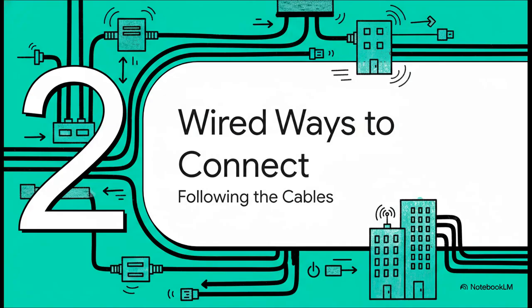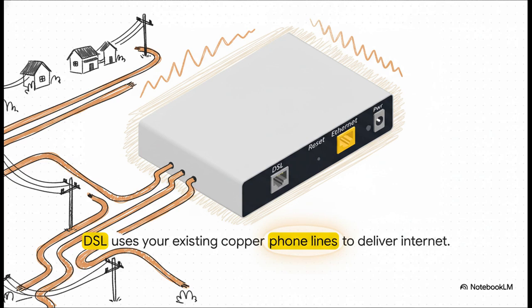So let's start with the classic methods, the ones that rely on a good old-fashioned physical wire running right up to your doorstep. First, we've got DSL. That stands for Digital Subscriber Line. And honestly, this was a brilliant idea. It took the massive, existing network of copper phone lines that were already in pretty much every home and figured out how to send internet data over them at the same time.